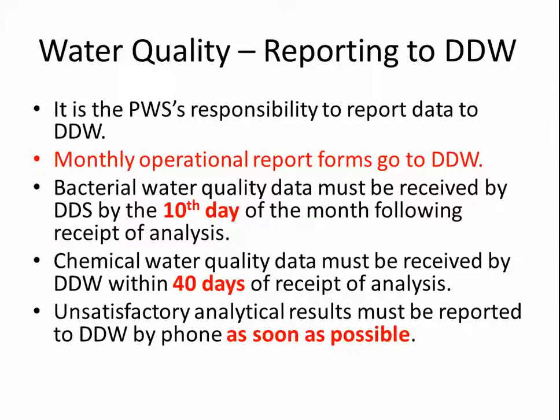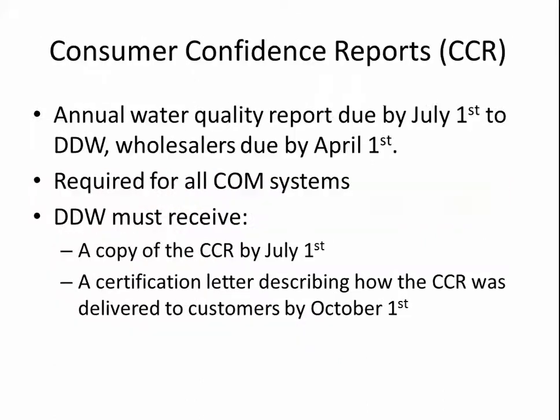Chemical data, we need to get the results within 40 days of the receipt of the analysis, and then any unsatisfactory results need to be reported to our office by phone as soon as possible. And if you don't know, always call us and ask, and we'll help you interpret your results from the laboratory.